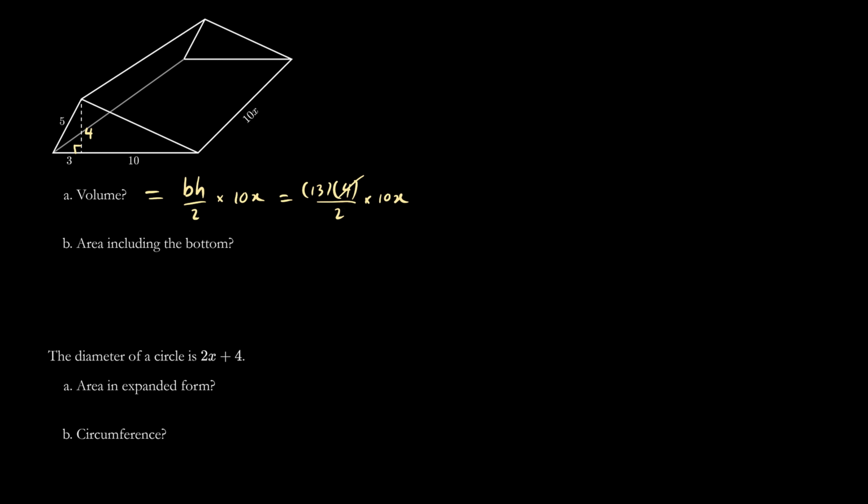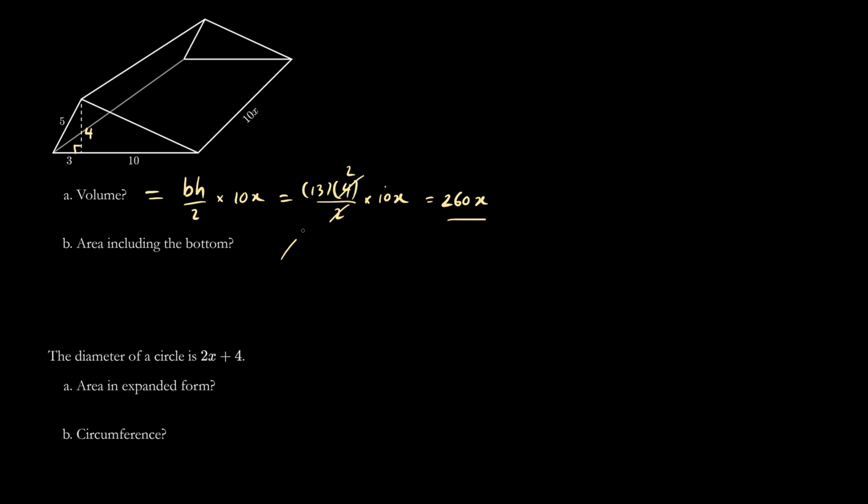So 4 and 2 cancels, becomes a 2. 13 times 2 is 26. 26 times 10 is 260. So 260x is the volume, units cubed. Now what is the area of this shape, including the bottom?